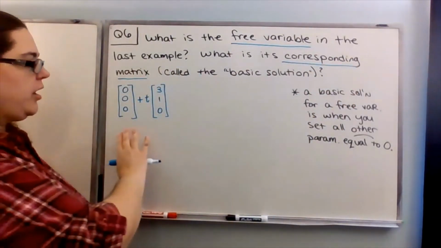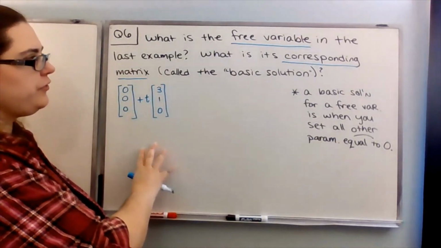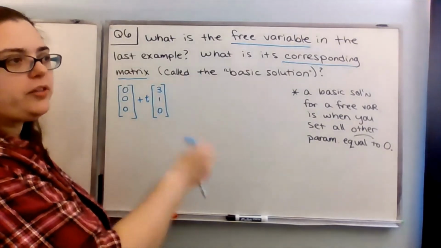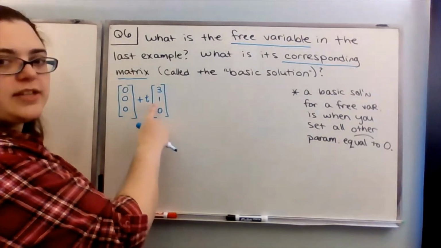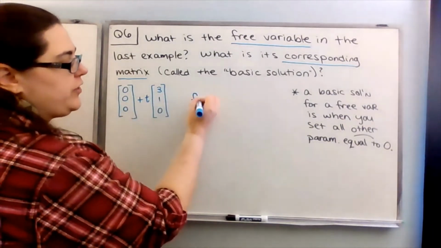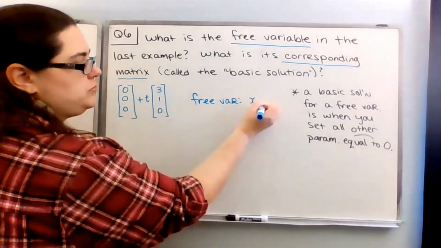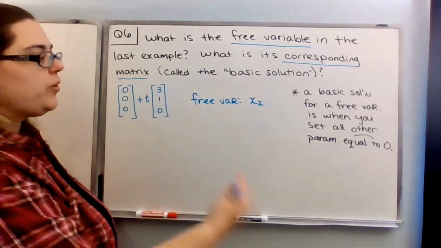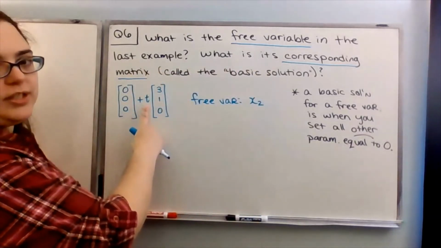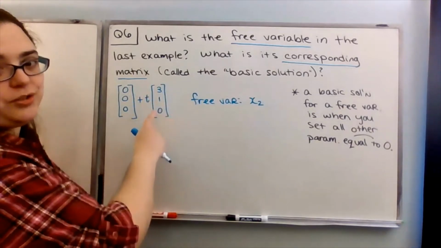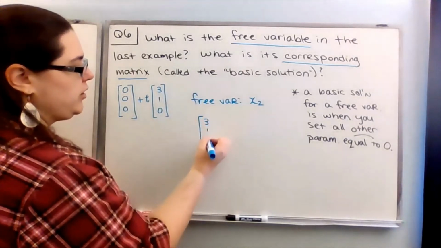So this is our solution, a linear combination solution that we had written before. And the free variable, you'll remember, is the variable that was assigned the parameter. So in this case, we had 1t in the second row. So that means our free variable was x2. When we say the corresponding matrix, what we mean by that is here's our parameter, the t. This is the matrix that it's attached to. So it's like the corresponding matrix. So that is 3, 1, 0.